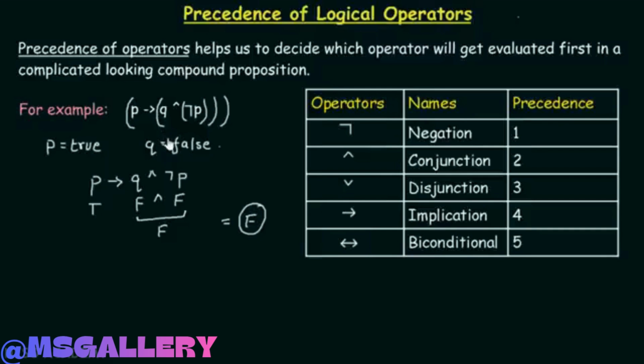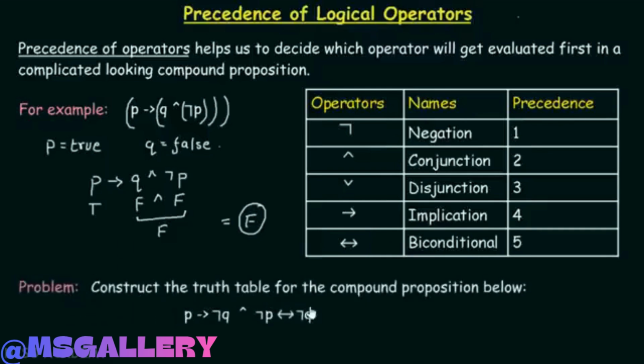Now let's consider one problem. Construct the truth table for the compound proposition below. P implies not Q and not P equivalent not Q. This is the biconditional operator, negation operators, conjunction operator, and implication operator, right? Of course, this is a quite complicated looking compound proposition, and without knowing the precedence of operators, we cannot calculate the truth value of this compound proposition. Here we need to construct the truth table. Now, let's construct the truth table.